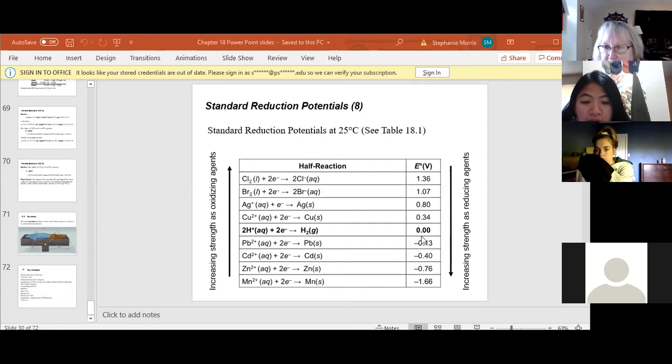Out of these 4 potentials here, the one that's going to want to be flipped the most is this one. Because when you add 1.66 to the other 3, you're going to get a positive voltage, won't you? Are y'all following the concept? That is definitely on your final exam.